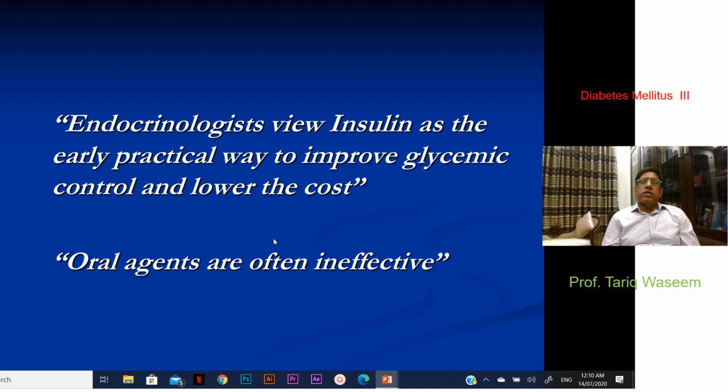So endocrinologists view insulin as an early practical way to improve glycemic control, and oral agents are often ineffective or lose their efficacy with the passage of time, or sometimes there is not enough insulin reserve left in the pancreas to be extracted by oral agents.